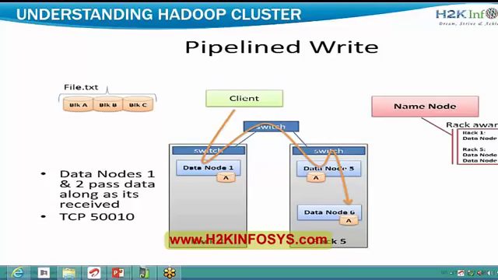Why is the client waiting for block A to finish? I think I have answered that question. The second one is: after the entire block is written to node 1, before starting block B, let's write.